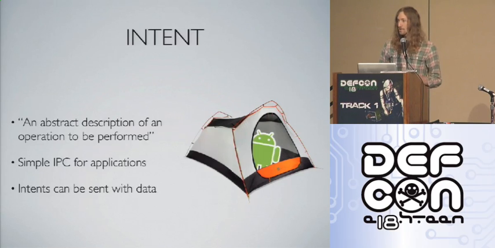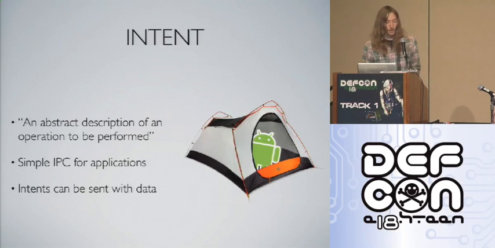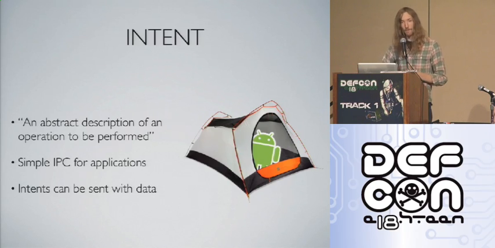Intents for Android are basically a way for applications to do simple IPC so that they can send an event or an action along with data, which is usually in the form of a URI. So if we want to start up a browser, we can send an action view intent with a URL as our data, and that will fire up the browser using that intent.